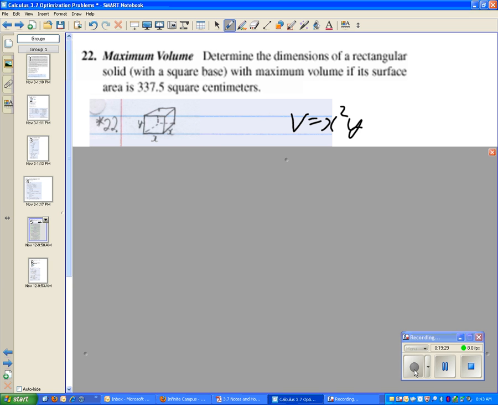Got two variables in. I can't make that just a function of x because I've got a y there. So we're still doing what's called single variable calculus, not multivariable calculus. So we can't handle that. We're not equipped to. So we need to use surface area as our secondary equation so that we can solve for y and replace the y with whatever it is in terms of x.